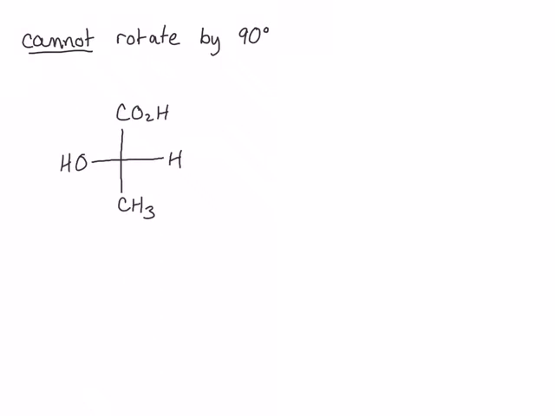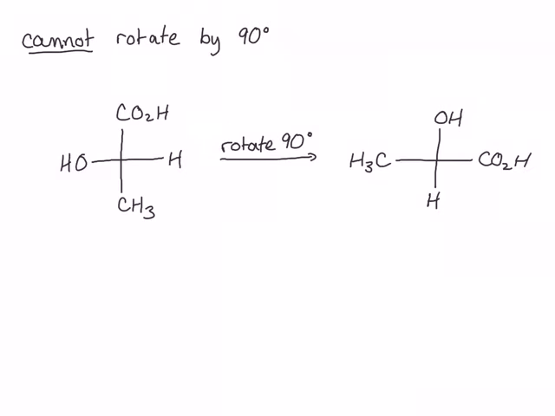Rotating a Fischer projection by 90 degrees changes the stereochemistry of the chiral center. Let's look at an example. Again, we'll start with S-lactic acid. If we rotate our Fischer projection by 90 degrees, we get a structure that looks like this. This is not the same molecule we started with. If you're unsure of this, pause the video and make both of these structures with your modeling kit.